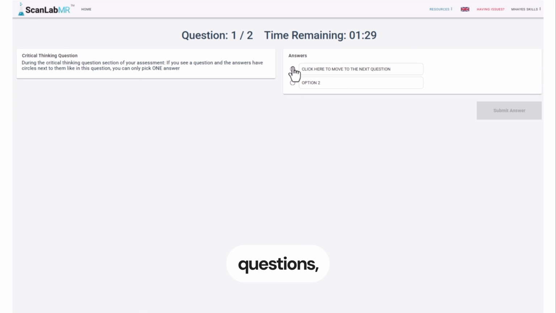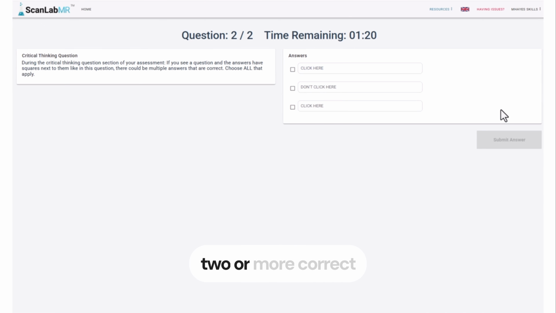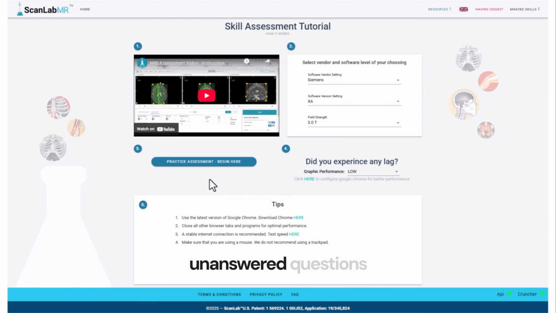For multiple choice questions, if the answers have round icons, there's only one correct answer. If the answer options have square icons, that means there are two or more correct answers for the question. In an effort to capture what you truly know without you having the time to look up the answers to questions, each question activity is timed. The assessment will automatically submit when the time expires, regardless if any unanswered questions remain.